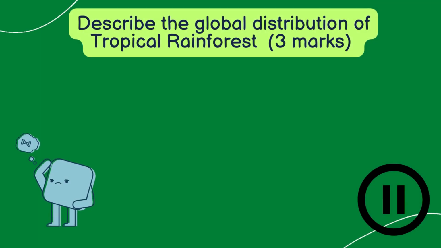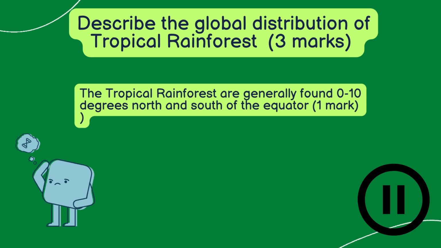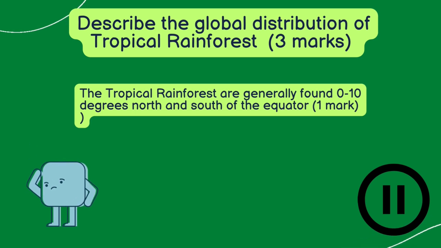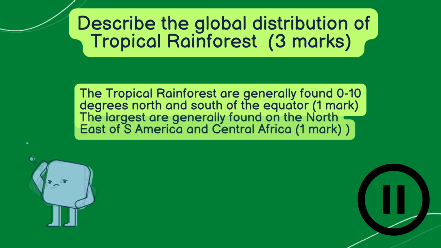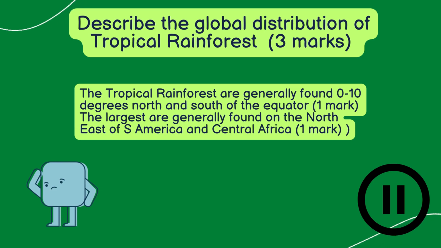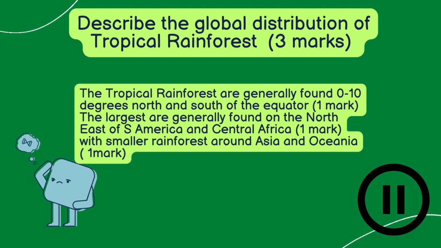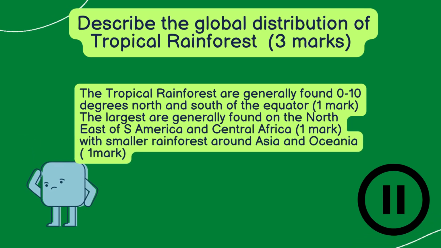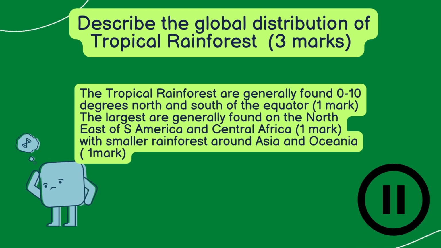Okay, so let's do some assessment for this. So you get the first mark for the tropical rainforests are generally found between 0 and 10 degrees north and south of the equator. Your second mark, the largest are generally found on the northeast of South America and Central Africa. And the third mark, with smaller rainforests around Asia and Oceania. There you have it, latitude, compass directions and locational knowledge. 3 marks, 3 points.